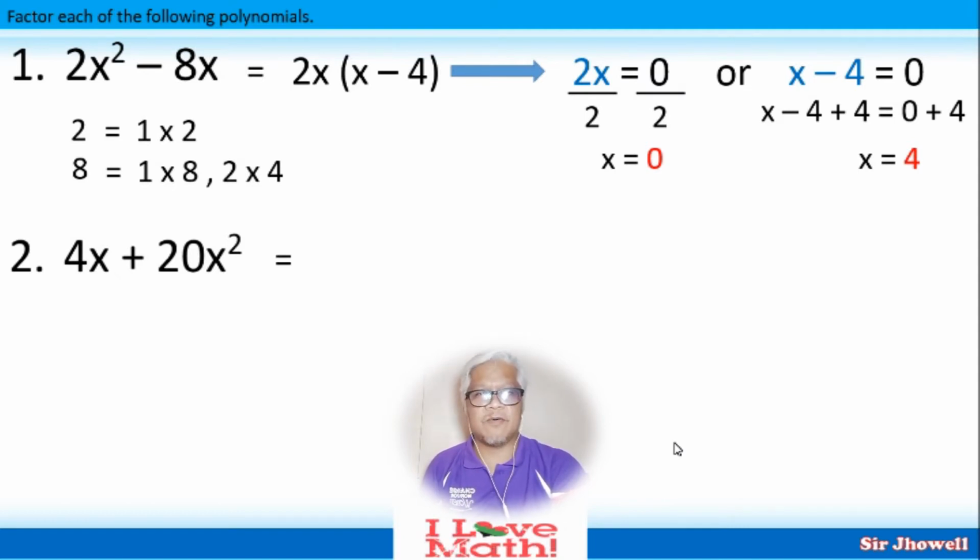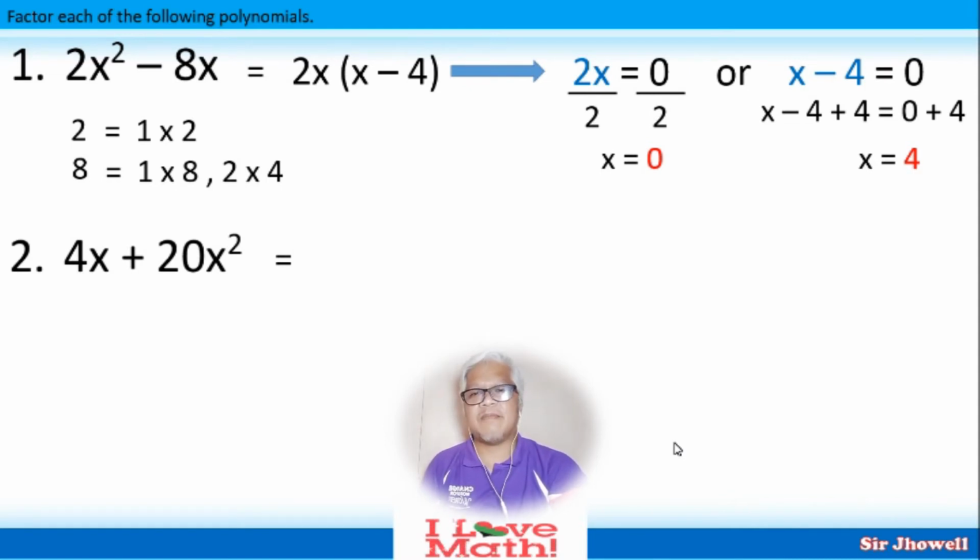To check your work, at x equals 0, ay di 2 times 0 squared ay di 0. Minus 8 times 0 ay 0 pa rin. Kapag naman yung 4 ang ginamit natin, 2 times 4 squared, 4 squared ay 16, times 2 ay di 32, then minus 8 times 4 which is 32, 32 minus 32 is 0. That's why the values of x in number 1 are what? 0 and 4. Klaro? Okay.